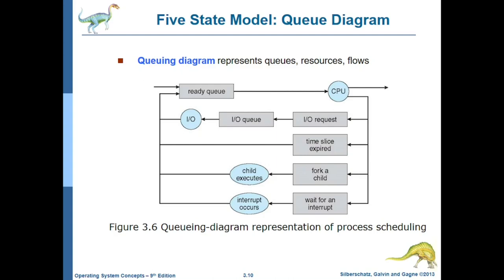A process can move from the child execute state to the ready queue when it finishes its work and interrupts its parent. This means that the child process sends a signal to its parent process to notify it that it has completed its task. A process can move from any state to the terminated state when it exits.